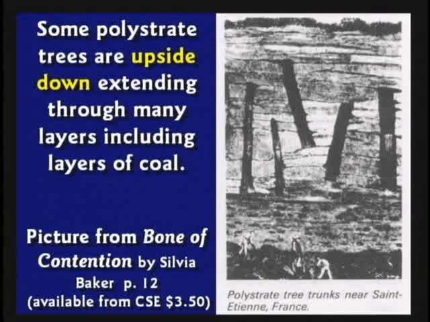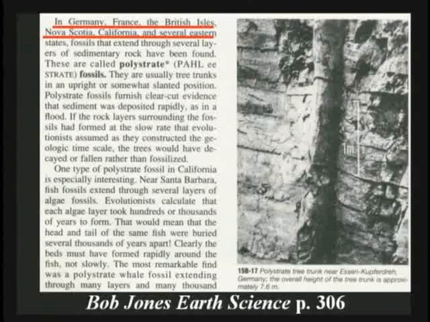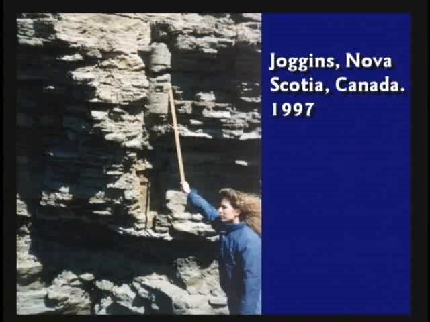Here's some tree trunks in Athens, France, where there are petrified trees running through multiple layers, and some of the trunks are upside down. Those trees did not grow there. All over the world we find petrified trees in the vertical position extending through many rock layers. California near Santa Barbara has lots of them. Also, fish fossils in Santa Barbara extending through several layers of algae fossils.